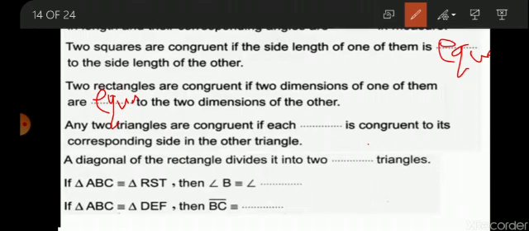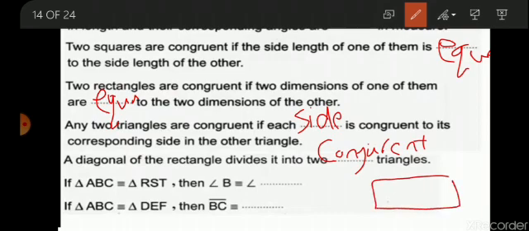Any two triangles are congruent if each side is congruent to its corresponding side in the other triangle. Okay. A diagonal of a rectangle divides it into two congruent, excellent, congruent triangles. Remember rectangle, remember diagonal, is this triangle congruent to this? The diagonal divides the rectangle into two congruent triangles.